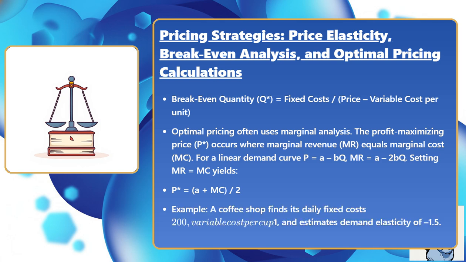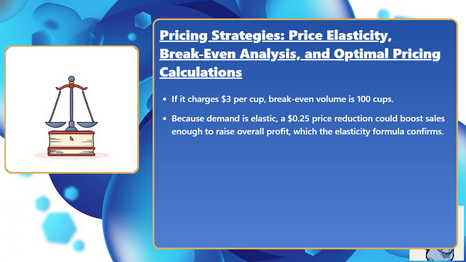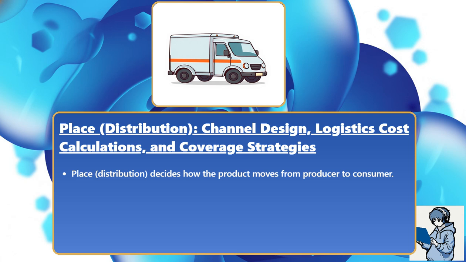Example: a coffee shop finds its daily fixed costs are $200, variable cost per cup is $1, and estimates demand elasticity of -1.5. Using break-even, it needs to sell 200 divided by (price minus 1) cups. If it charges $3 per cup, break-even volume is 100 cups. Because demand is elastic, a 25-cent price reduction could boost sales enough to raise overall profit, which the elasticity formula confirms. Place, distribution, decides how the product moves from producer to consumer.